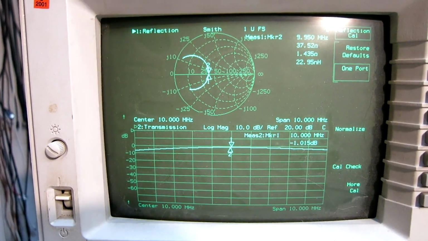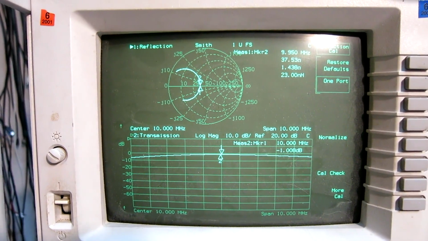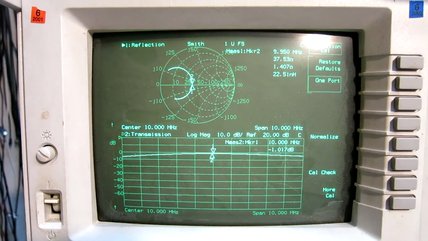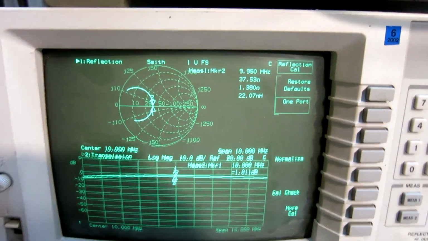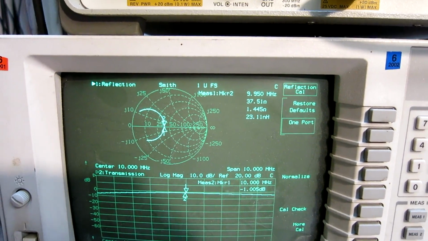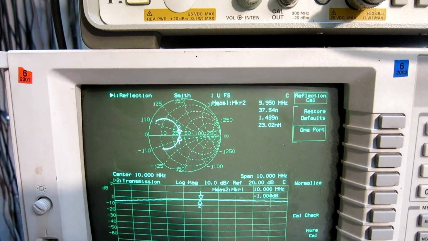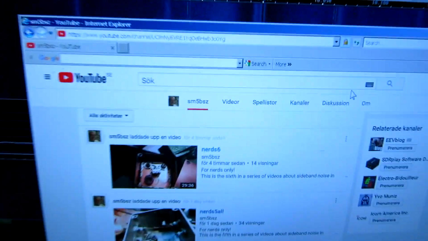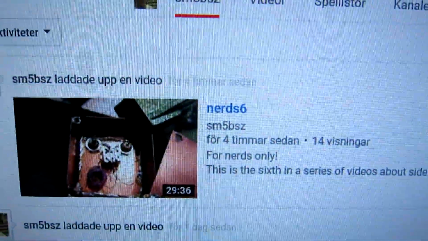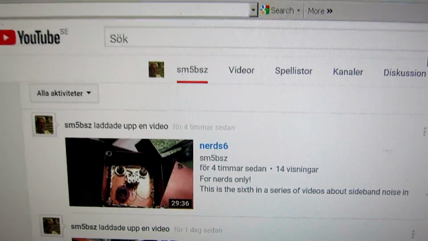And this is what I see on the network analyzer. The loss is 1 dB and the impedance is close to 37 ohms. So there is a small mismatch which will probably not affect the noise figure of the test system. I'm using the same setup as in the previous video, this one. So look there if you want to have the details.